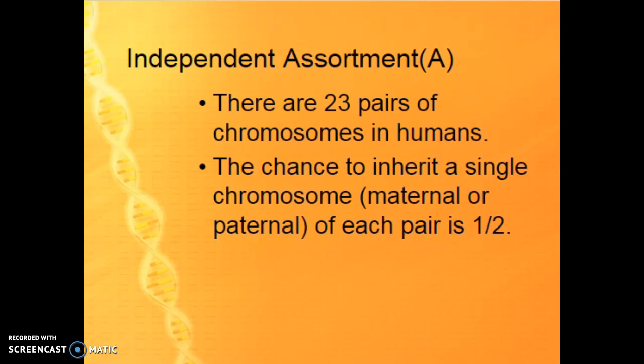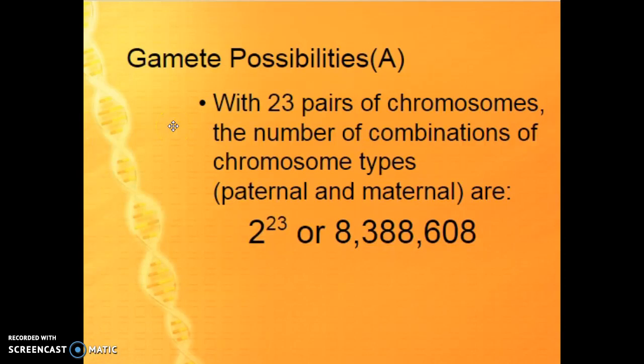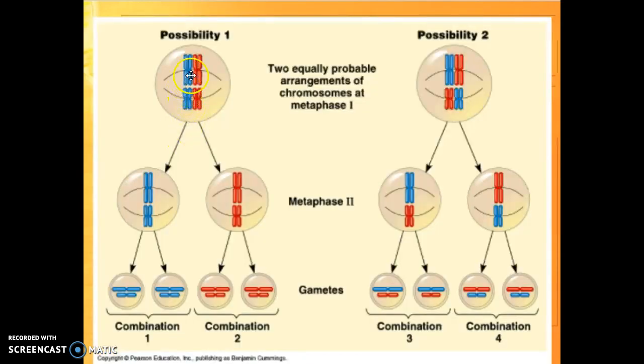So think, I'm making the sperm cells for my children. My son has a 50-50 shot of getting my chromosome 1 from my dad, and a 50-50 shot of getting my chromosome 1 from my mom. That's what we're seeing here. Chromosome 1, chromosome 2. What independent assortment says is that these things are not linked. It's equally likely that my son gets my dad's chromosome 1 and my dad's chromosome 2. And it's equally likely that he gets my dad's 1 and my mom's 2.